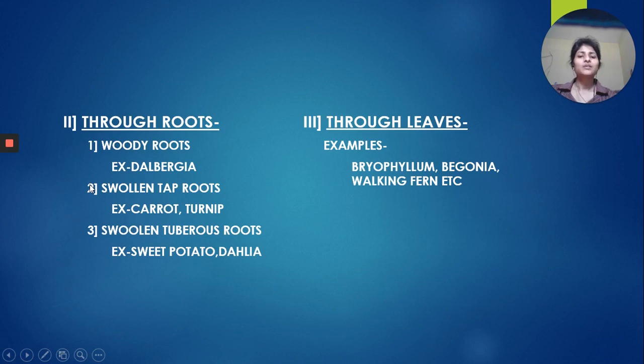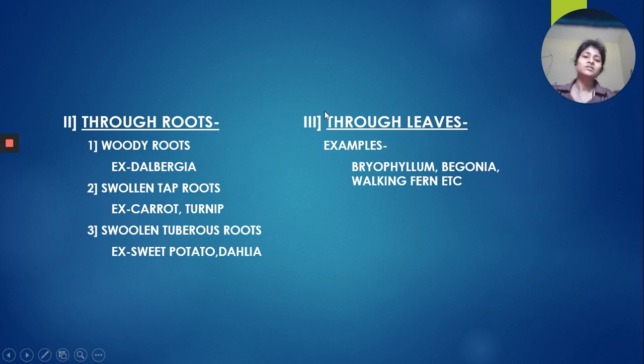Like the stems, some of the roots also have the property to form new plants, like some of the woody roots, for example Albizia sisso, some of the swollen tap roots like carrot and turnip, and some of the swollen tuberous roots like sweet potato and dahlia having some adventitious root system which can grow a new plant.